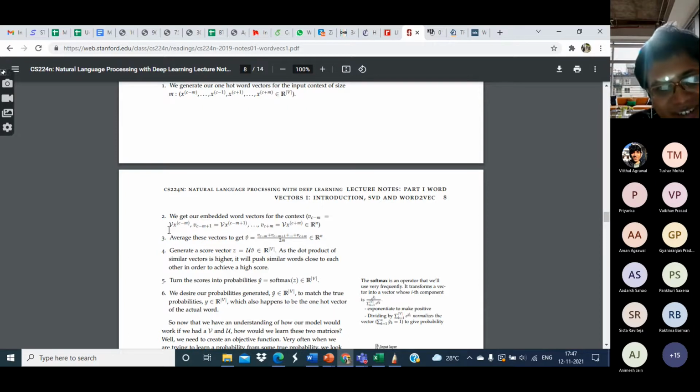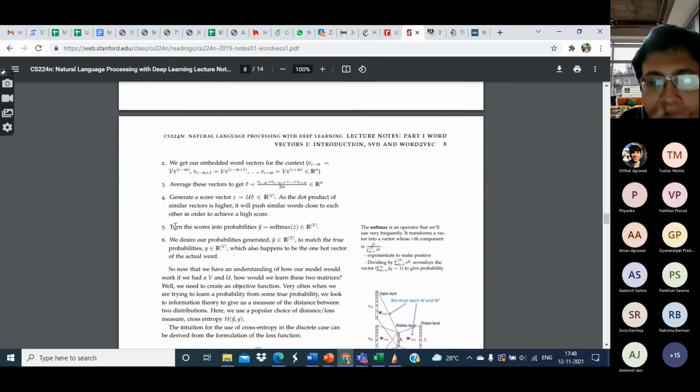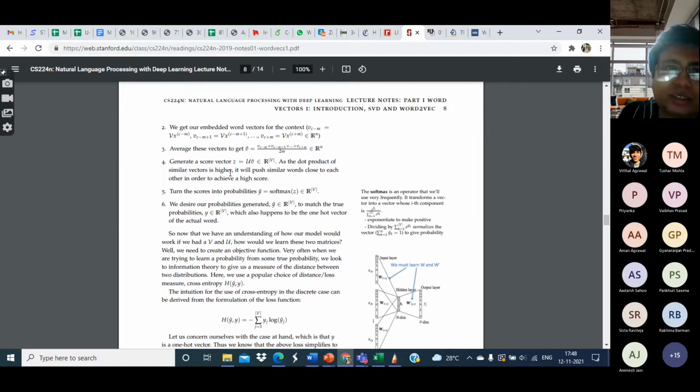So what I do is I carry out this vector multiplication. These are the one-hot encoded vectors. They are left multiplied by this matrix. Then the vectors I get after the multiplication, I simply take an average of them. There are 2m such vectors corresponding to the 2m context words. I take their average.